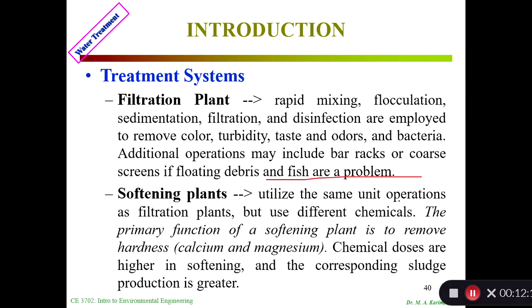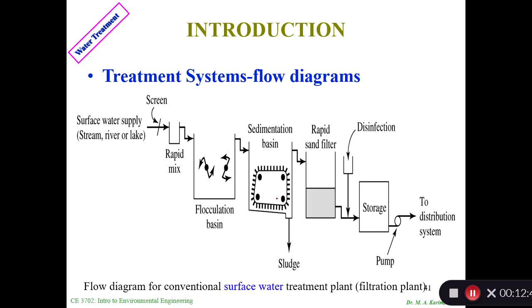Softening plants utilize the same unit operations as filtration plants but use different chemicals. The primary function of a softening plant is to remove hardness. Now, hardness is mainly calcium and magnesium. In the lab class, we'll learn in more detail what hardness means. Chemical doses are higher in softening and the corresponding sludge production is greater in this case. More sludge will be produced during the softening process.